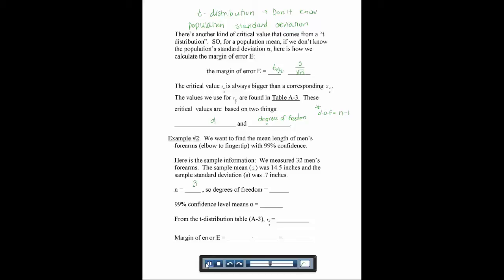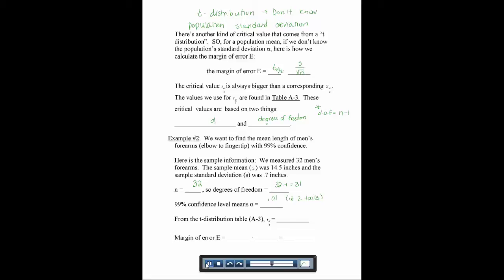They measured 32 men. So degrees of freedom, we take 32 minus 1, we get 31. Now since we want a 99% confidence level, that means our alpha is 0.01. So on the chart, we want this in two tails. There are 2 rows up at the top of this chart. You're going to look at 0.01 in 2 tails, and we're going to go down to 31 degrees of freedom.